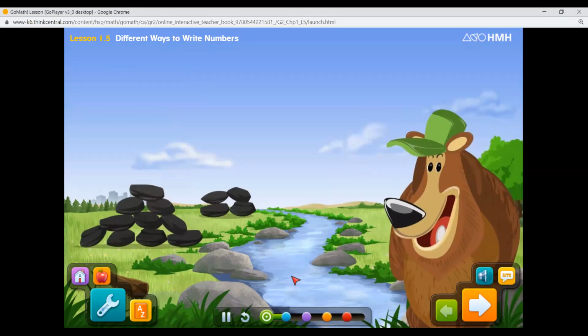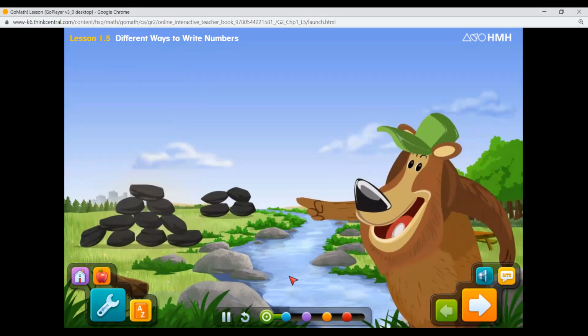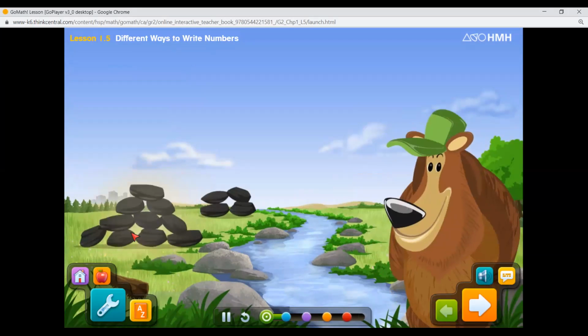Hello! Ooh, look at this! Someone has been busy collecting these rocks. Here's a large pile. Click the pile of rocks to see how many rocks there are. That's right! There are 10 rocks in the pile. But wait, there are some more rocks. Do you see them? How many more rocks are there?